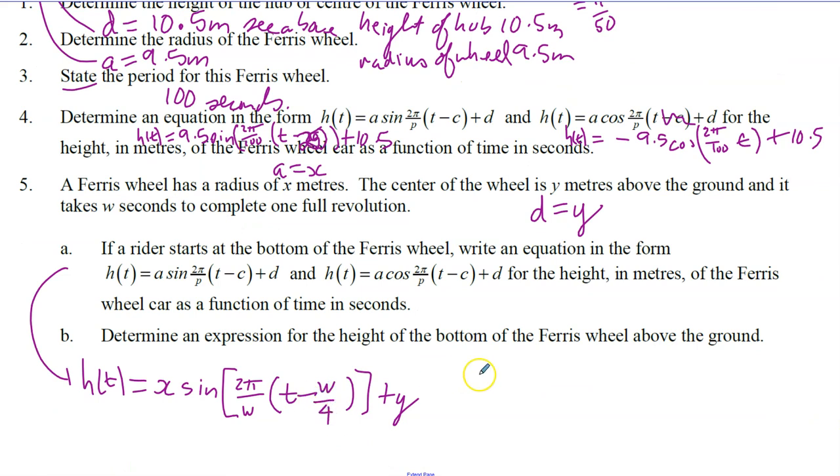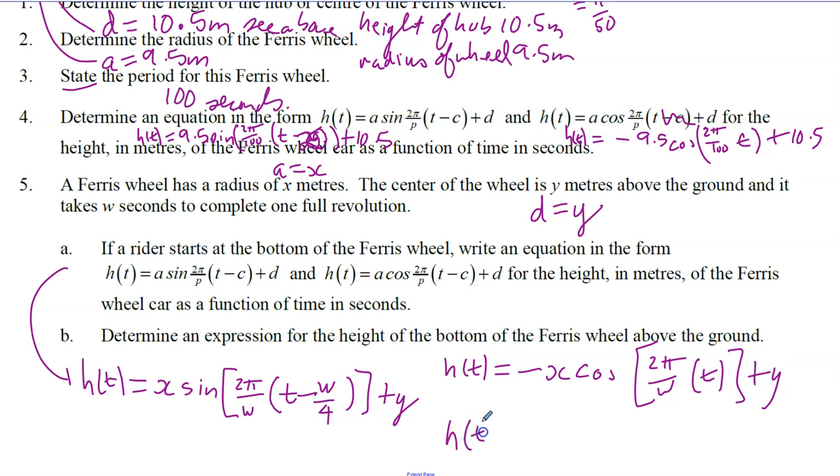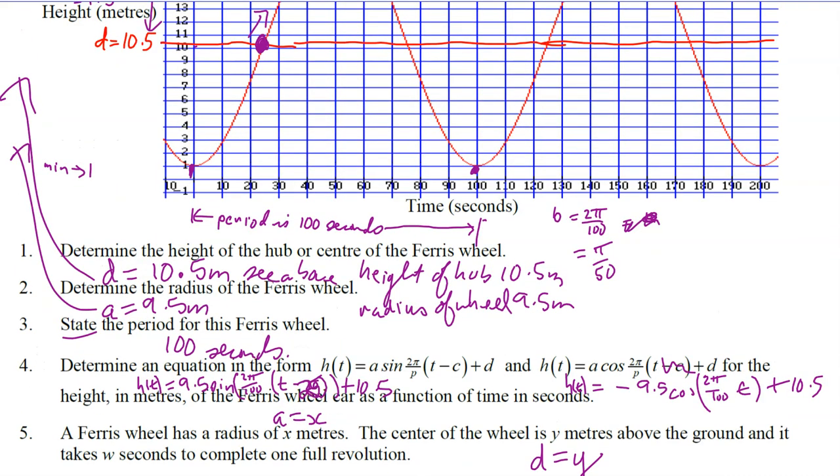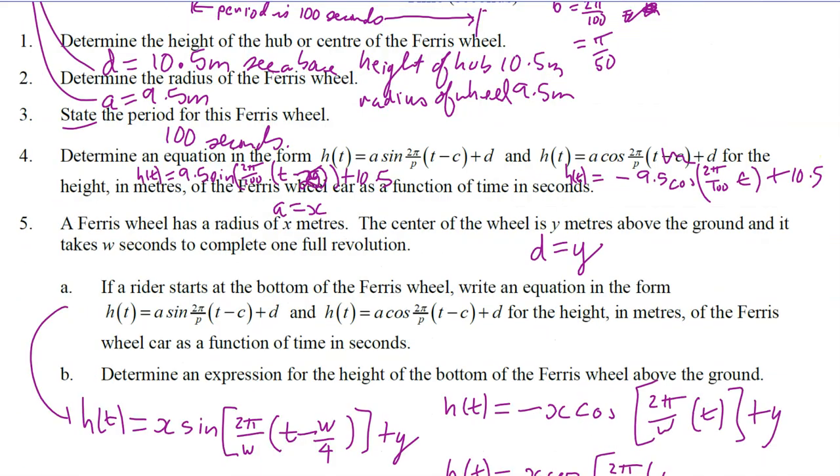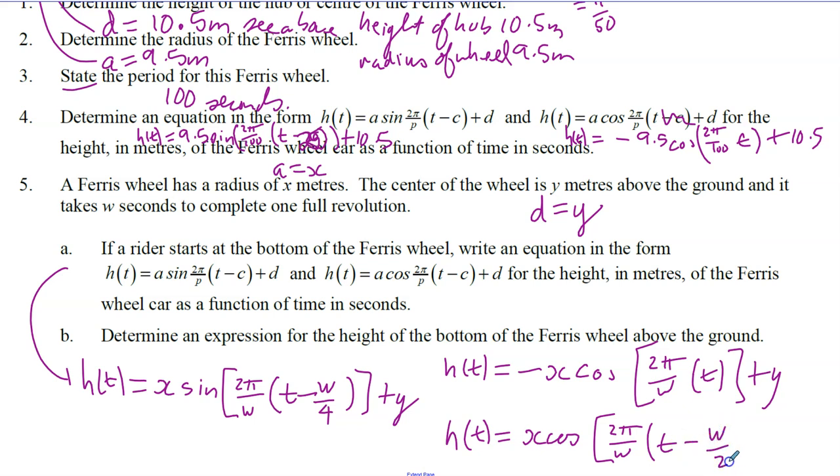W over 4 as a cosine function. So we'll do it both ways. If I can do it as negative, I will, because there won't be any phase shift. Negative cos 2 pi over W t plus y. And if I'm going to do a phase shift, so let's say we want to have that as positive, so still 2 pi over W t. What I'm going to do is go to the right half a period. In this case the period is 50 seconds, so we'll go right half a period. So minus period W over 2, plus y. Okay, and that's the solution to that.